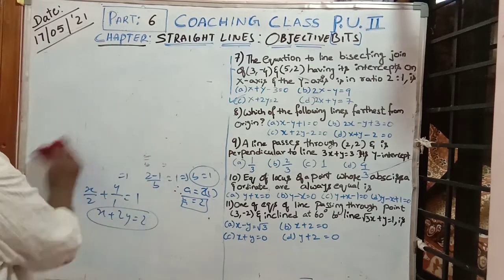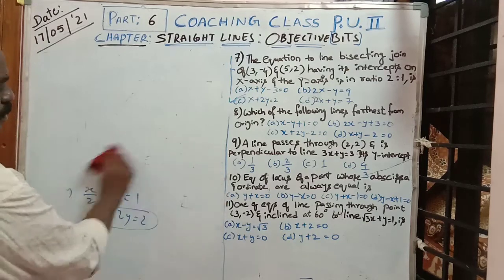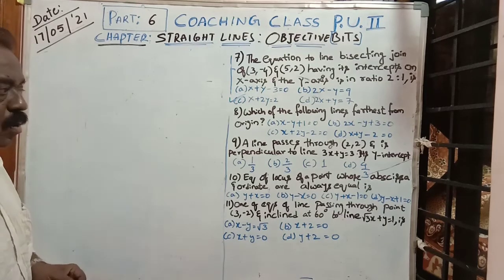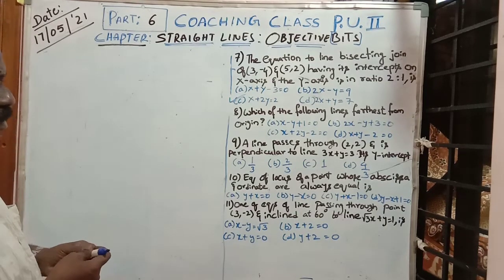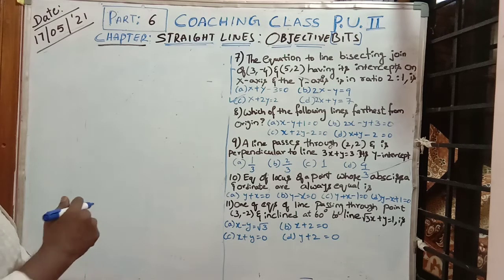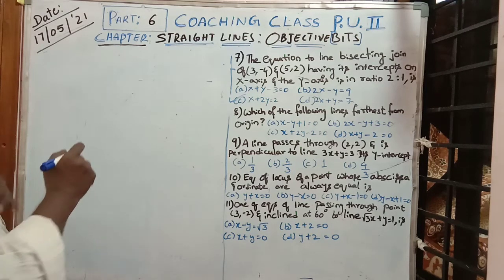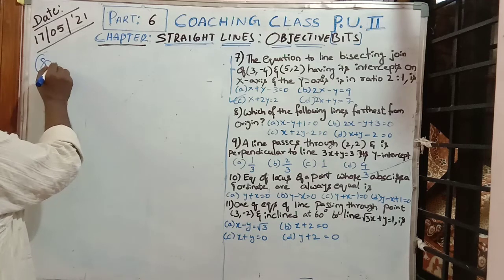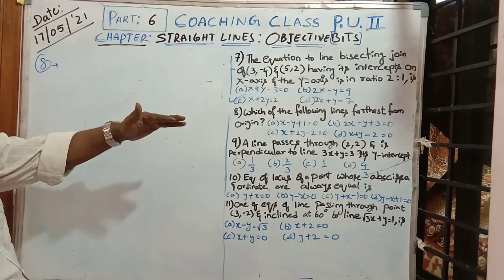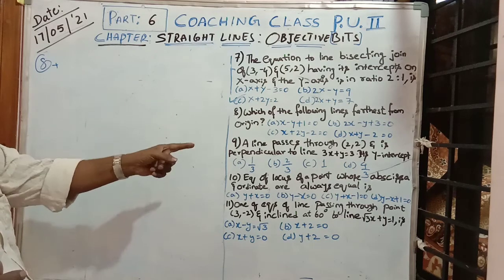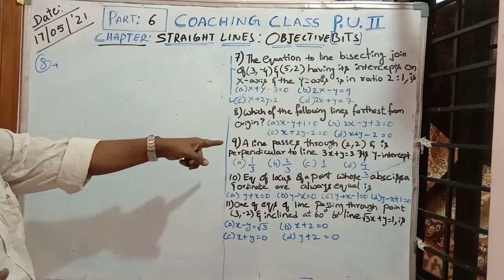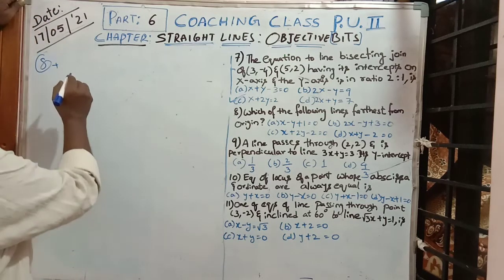The next one is the 8th one: which of the following lines is farthest from the origin? It is also a lengthy process. I have to find it because four lines are given. The options are line equations, and we are asked which line is farthest from the origin.